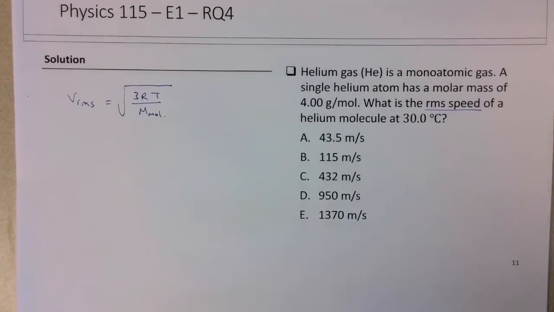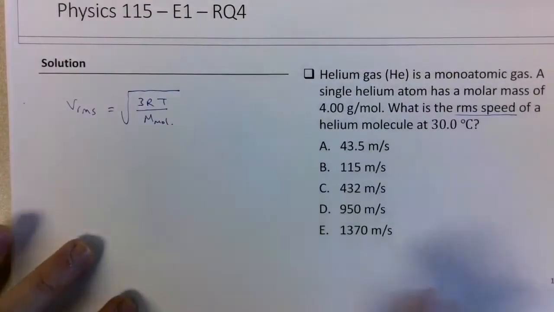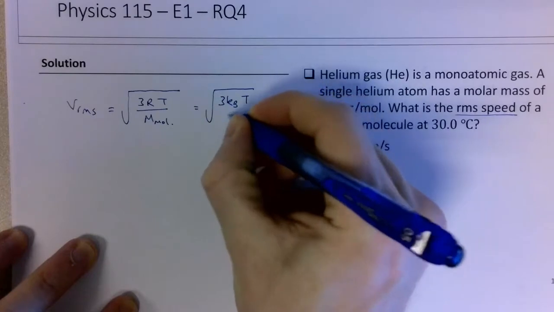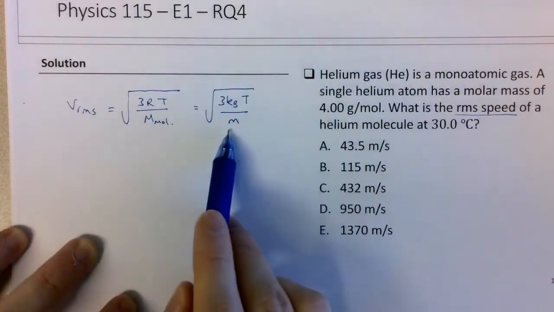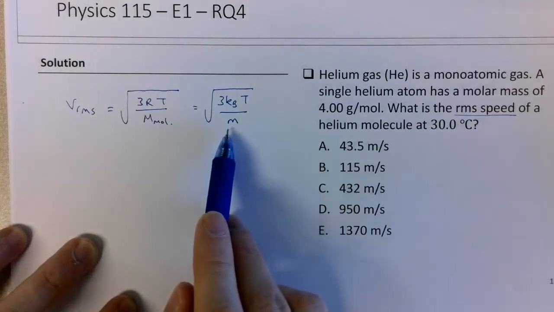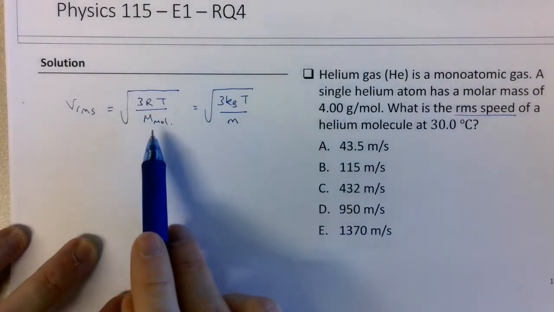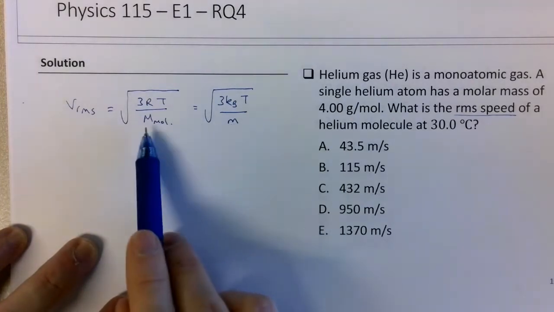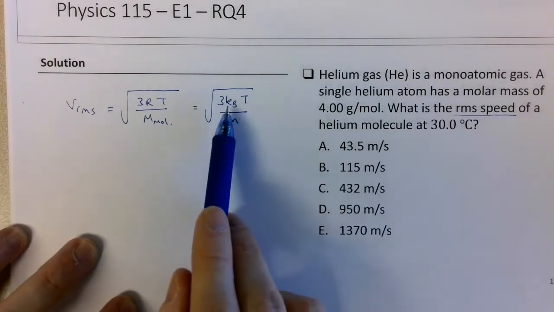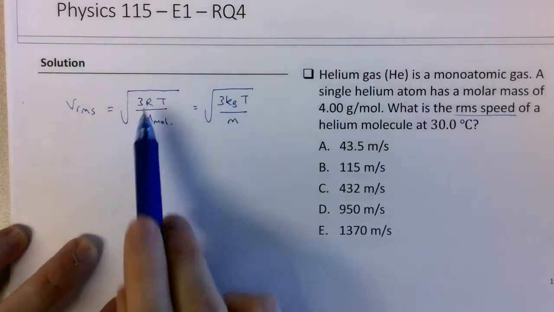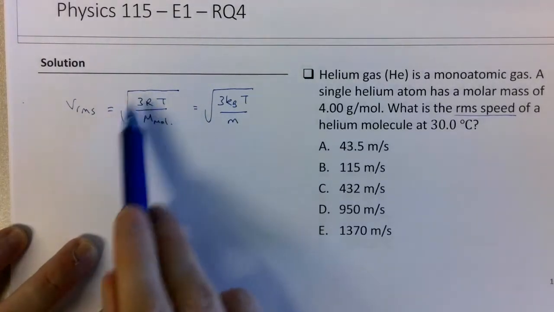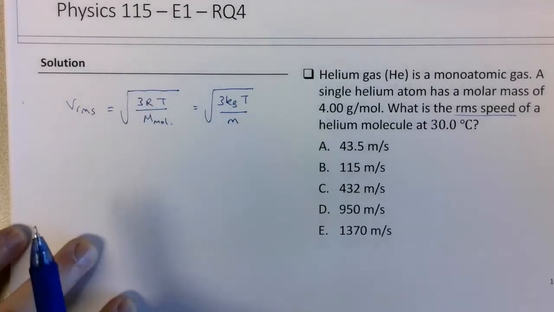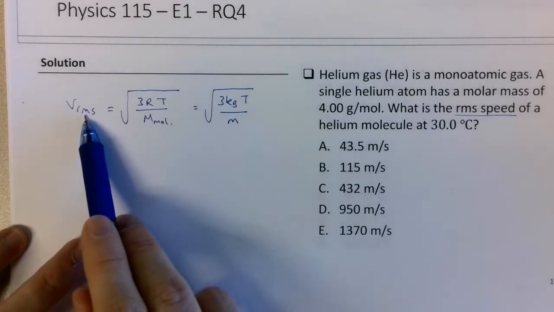We can also describe the RMS speed in terms of the mass of a single molecule, doing 3 kBT over m using Boltzmann's constant. But these are typically not given. It's more common to know the molar mass than the mass of a single helium atom. But we could get to the single helium atom using the molar mass and Avogadro's number, and that's the connection between the Boltzmann constant and the gas constant. So I tend to focus on the equation using the gas constant and the molar mass. Now we want the RMS speed in meters per second.